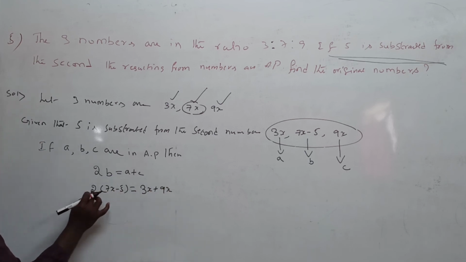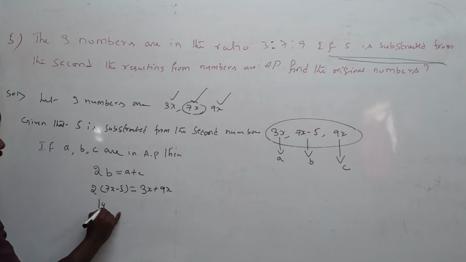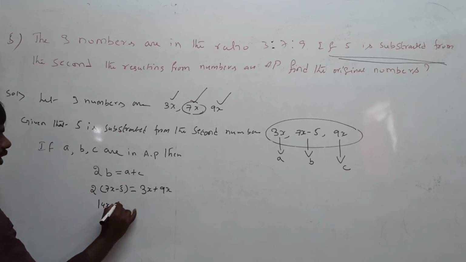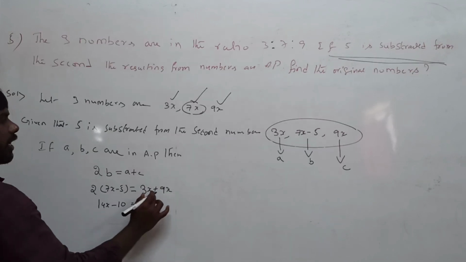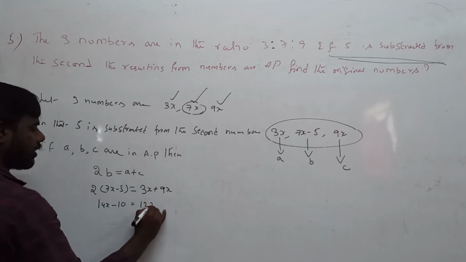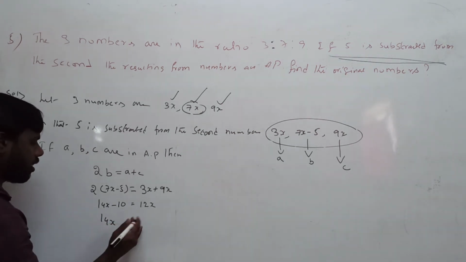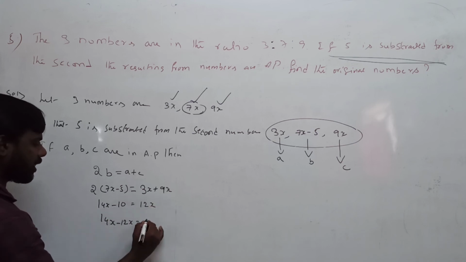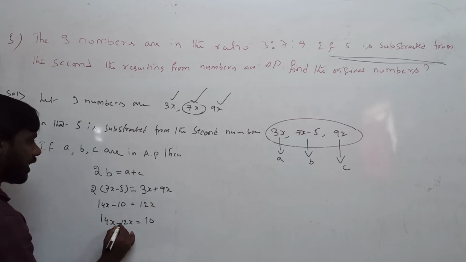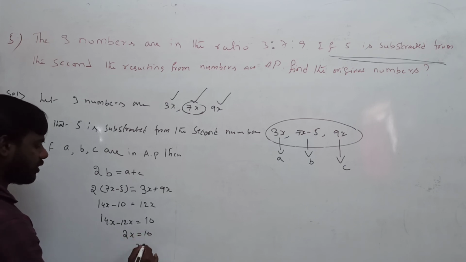So 2 into 7x is 14x minus 2 into 5 is 10, is equal to 3x plus 9x is 12x. Now the x values we take one side, constant values one side. 14x minus 12x is 2x, is equal to 10, x is equal to 10 by 2, that is 5. So finally x is equal to 5.